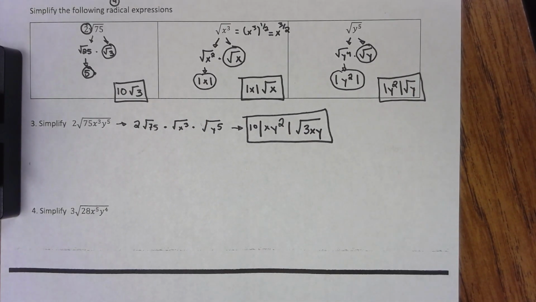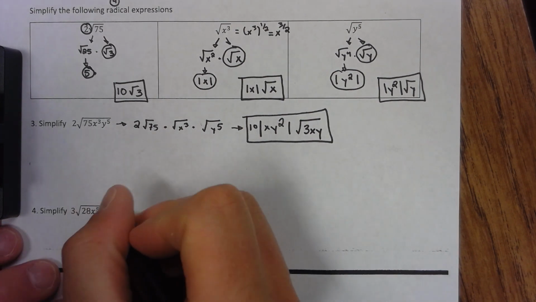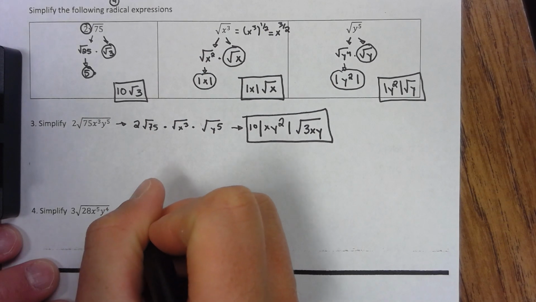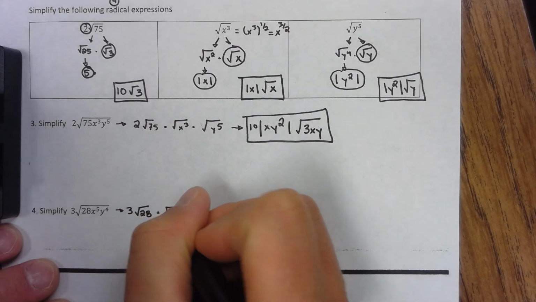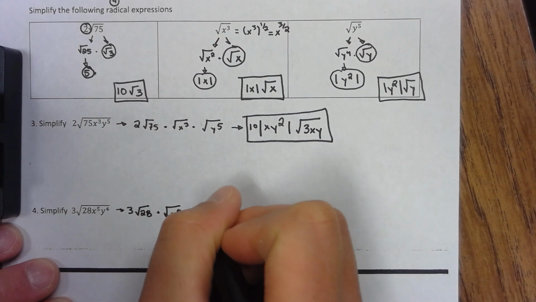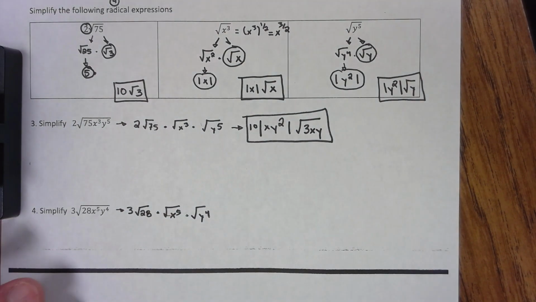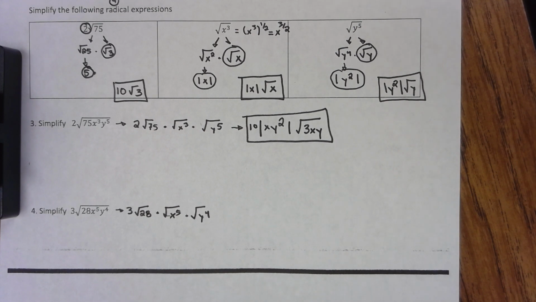Last example I'm going to ask you all to do today is number 4. Again, treat it separately. Work on simplifying 3 times root 28, separately from simplifying root x to the 5th, separately from y to the 4th. Do your very best. This is the last one we got for today. Again, we'll save the backside of this for tomorrow.